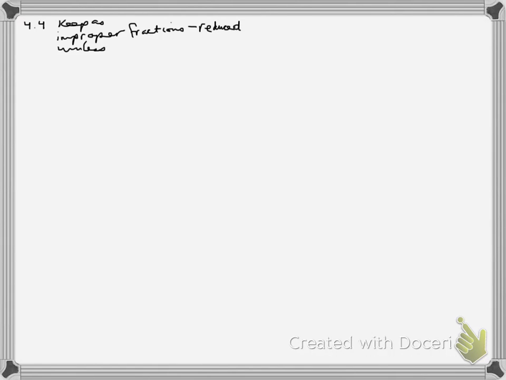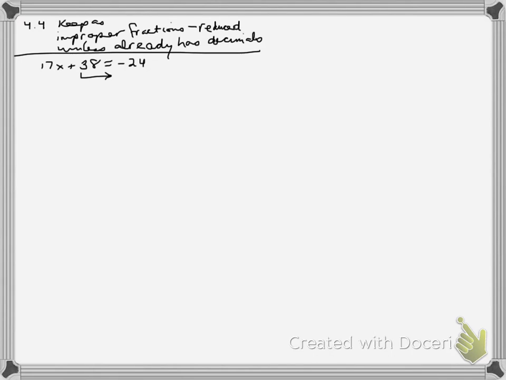Unless the problem itself already has decimals. Okay, so that's going to be our rule of thumb. So this first example they give you, 17x plus 38 equals negative 24. I'll simply move that over and then divide by 17, and I will get x equals negative 62 over 17. 17 is prime. It does not go evenly into 62. And so this is my happy answer. I want you to leave it just like that.